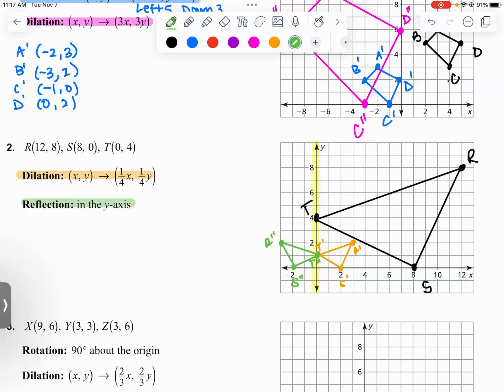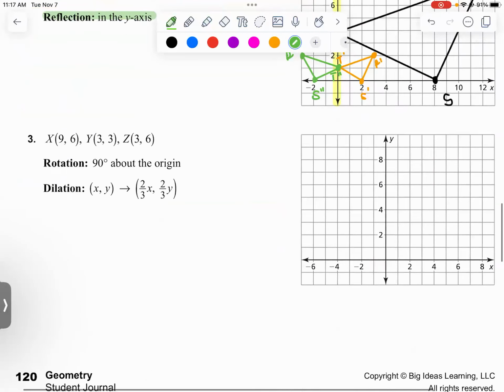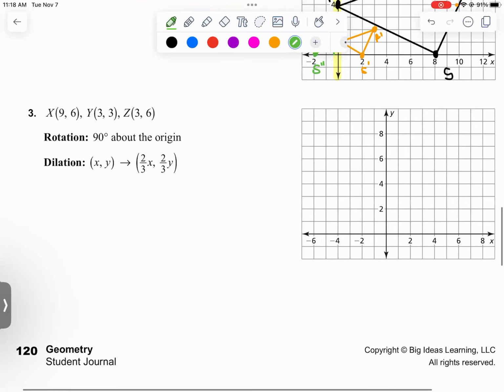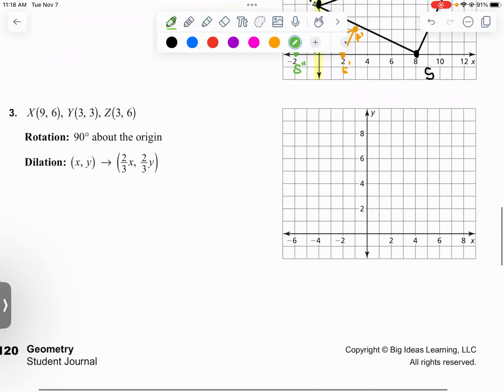Okay, so now what we're gonna do, we're gonna together work on number 3. I just want to talk through the rotation together to make sure that we are still on the same page, okay? So go ahead and plot XYZ for me, please. 9, 6, 3, 3, and 3, 6.